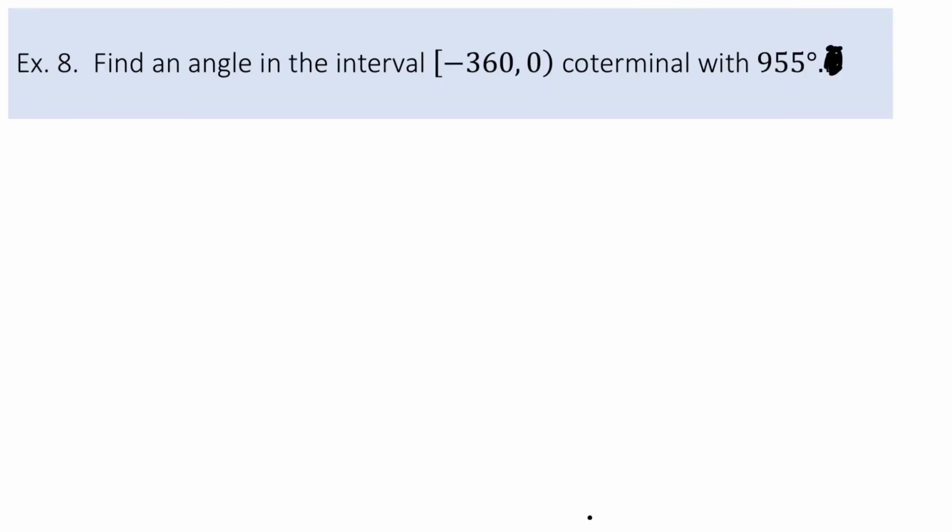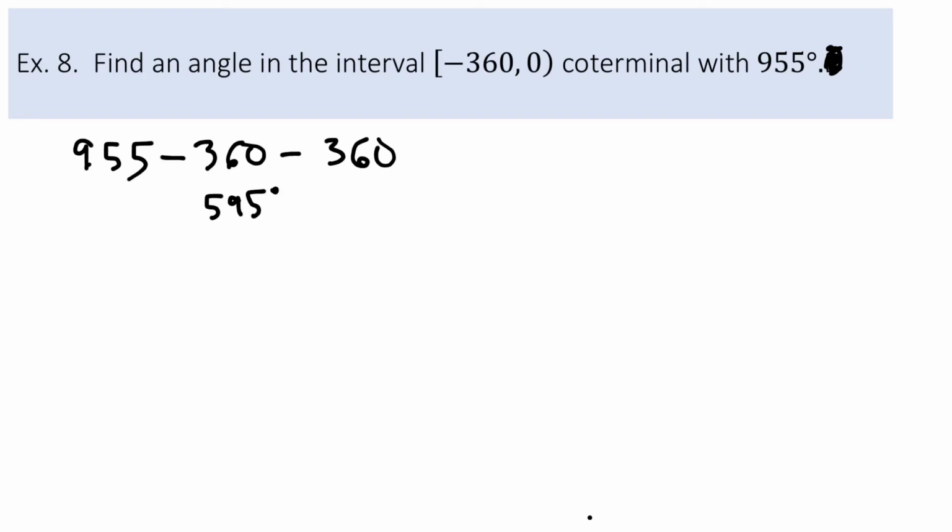Okay, one more example like this. This one says find an angle in the interval, this time negative 360 to 0, which is coterminal with 955. So starting out with 955, I've got to keep subtracting 360 degrees, one full revolution, until I get down in the negative range. So I'm going to do it one time, and that gets me to 595 degrees. That's still not enough, so I'm going to do it again.